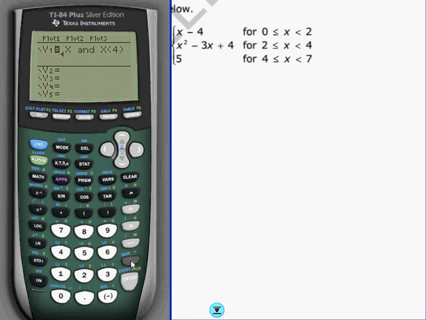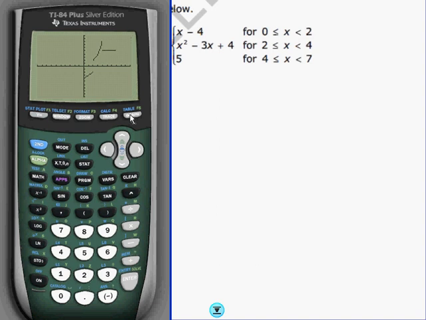Close that off. Plus the final leg of this is just 5. And that's true when 4 is less than or equal to x, second test logic, and x is less than 7. Finally, let's graph that thing. Hopefully it'll all show up and I won't have to mess with the window.